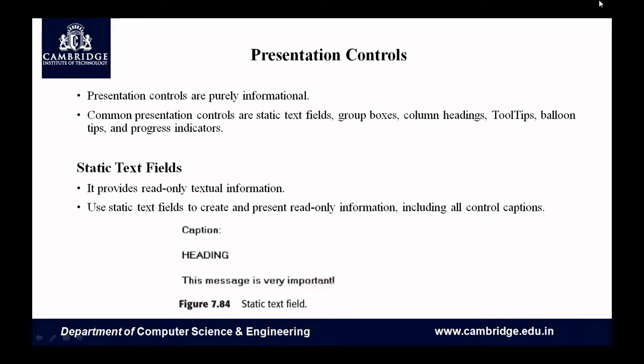It is a text field which provides only read-only information. There is no editing part. You can see in the figure the caption, that is a label. The wordings are the heading. This message is very important. It is read-only information. You can't edit, you can't do anything there. So this figure is an example of a static text field.